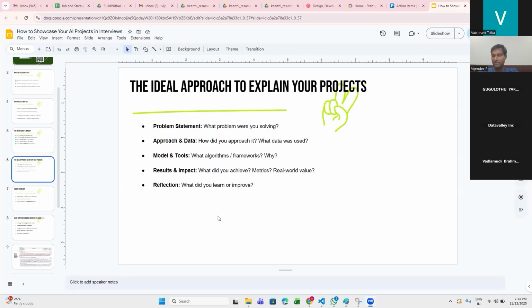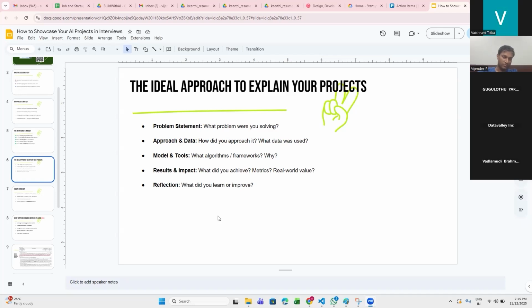And more often than not, you don't have to memorize anything. If you can memorize it, that's great, but you can look at the resume because you also have access to it. Look at the resume and talk about it, that's fine. But you can stick to the particular format. Reflection is something that you don't have to directly talk about unless asked, but the first 4 points are important.